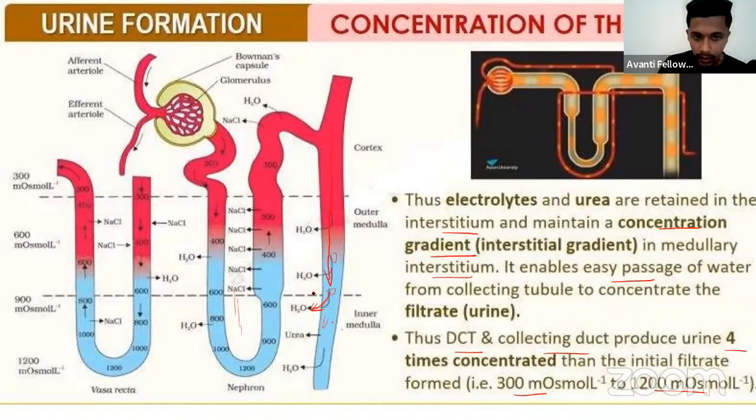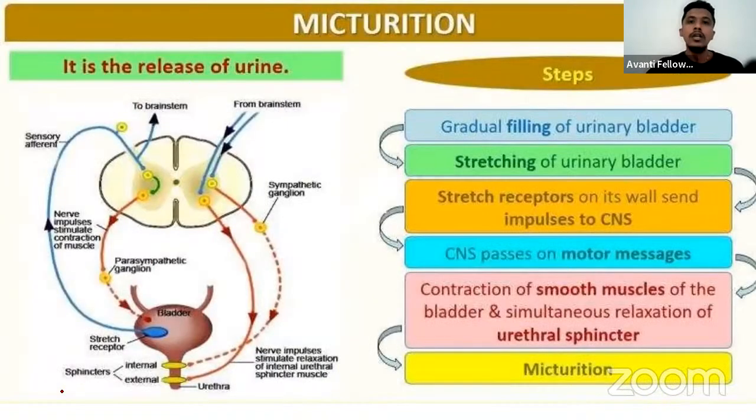Whatever water is being released into the interstitium will be reabsorbed by your vasa recta and taken back into the circulation. So because of the ionic change, the urine is concentrated within the collecting ducts, and it is transported as urine. So now we all know how the urine formation takes place.